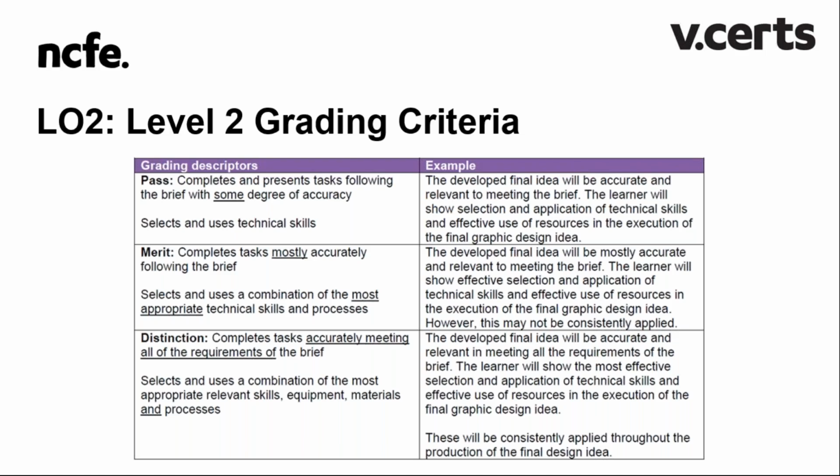And for a pass, the developed idea would be accurate and relevant to meeting the brief. And again, I'm just reading this from the exemplification on the right column here. The learner will show selection and application of technical skills. And again, these need to be relevant technical skills and effective use of resources in the execution of the final graphic design idea. Now, learners can work with physical resources, or they can work purely digital, or they could do a combination of both here. So it's more about process.